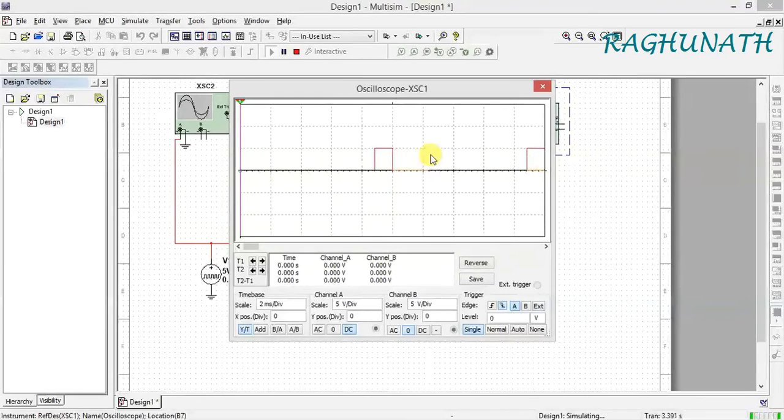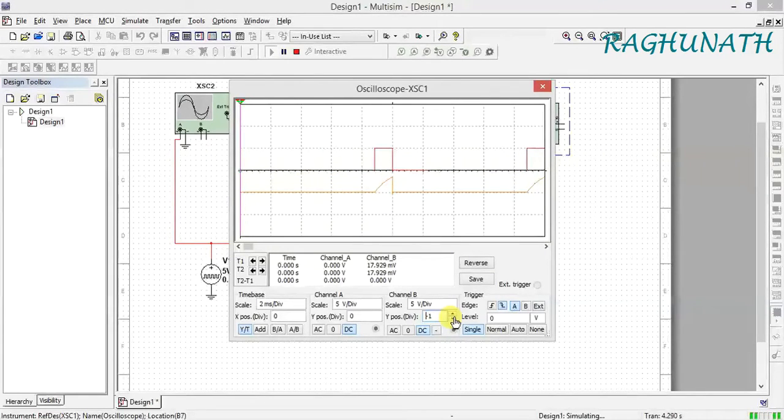Okay. And if you want to see only capacitor voltage, then you ground this one. This is only capacitor voltage. If you want to see both, and if you want to offset, then Y position you make down.